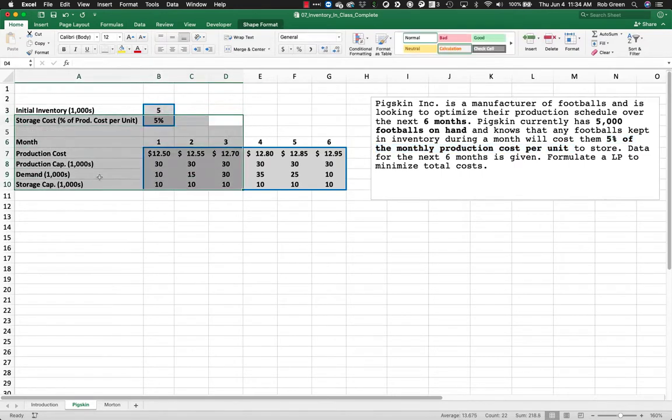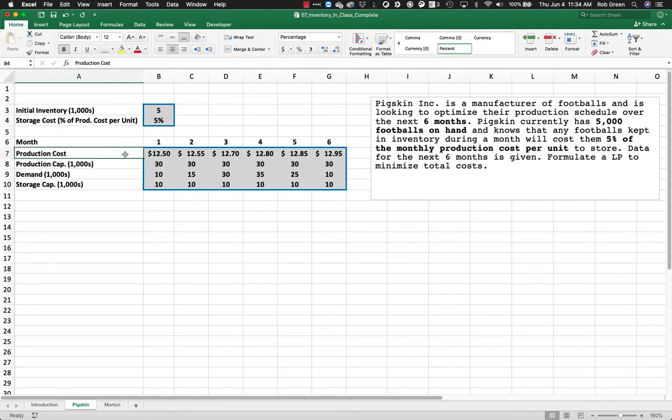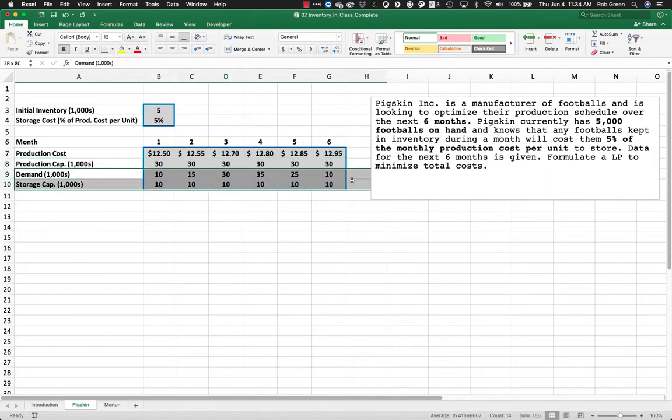So you'll see we have our data here. I've scaled everything by the 1,000. So our initial inventory is just 5, which means 5,000. Storage cost is 5%. We have a unit production cost for each month. We also have a production capacity. We have a monthly estimated demand, and we also have a monthly storage capacity. Basically, we want to decide how much we can build in every month, right? How many footballs can we manufacture in every month so that we are able to meet demand without exceeding our storage, and we want to minimize our costs over this whole thing, right? So fundamentally, we have all our data in place.